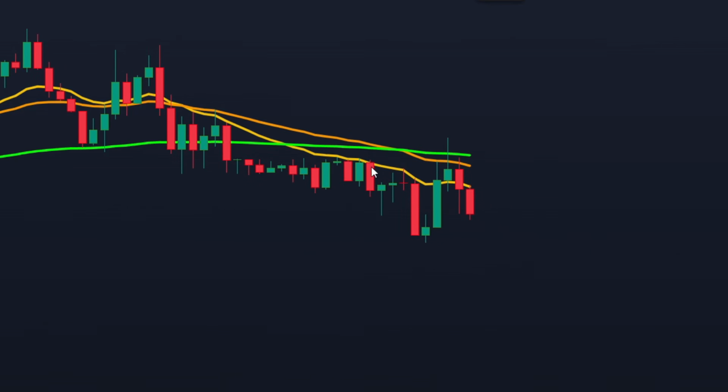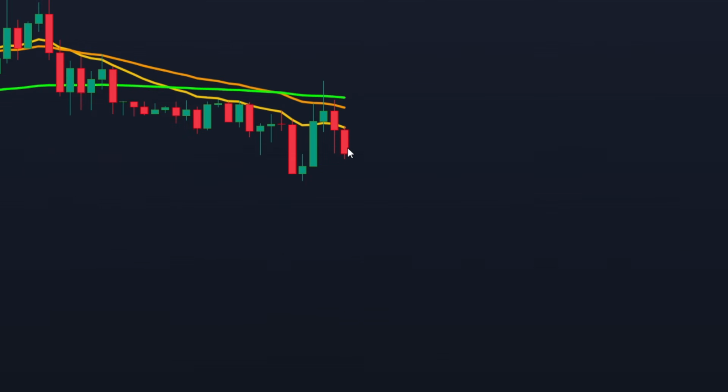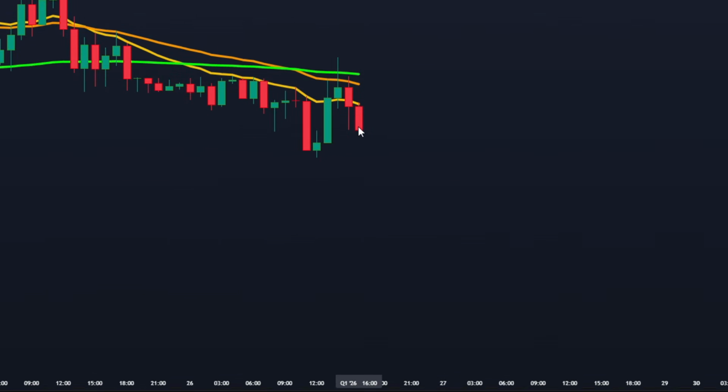Second, the 15 and 34 EMA also move below the green line. Third, price pulls back into the EMA area or toward the green line without closing above it. Fourth, you wait for a strong candle to close below the 34 EMA. That is where the sell entry becomes valid.